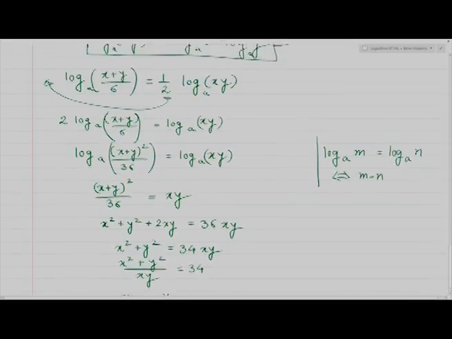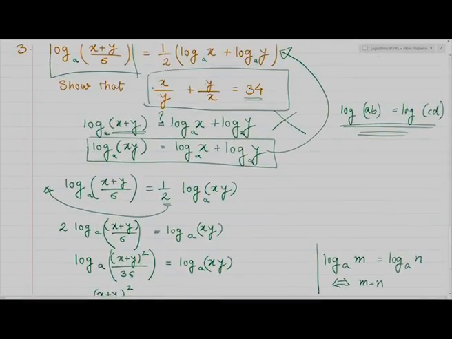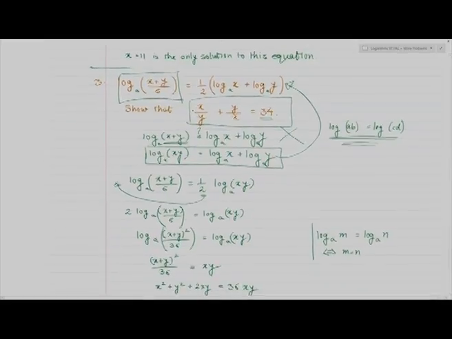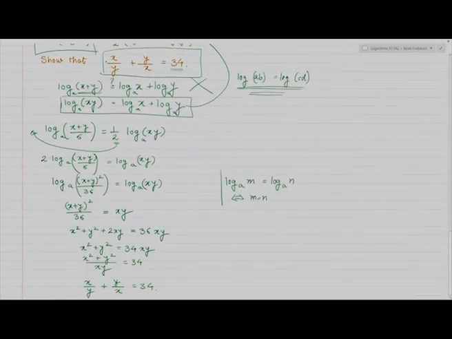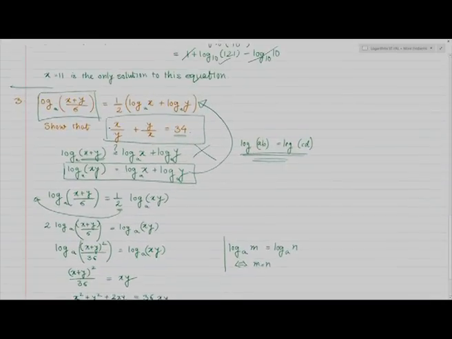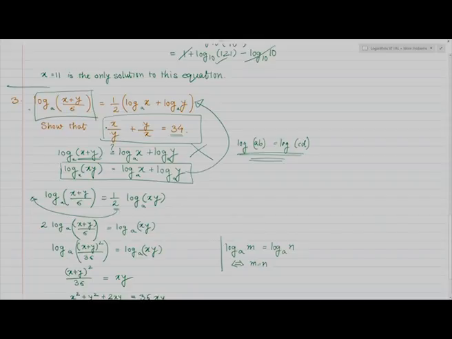This is what we desired in the beginning. Yes, this is what our identity was, x by y plus y by x to be equal to 34. Let me shrink it a bit so that everything is visible. Yes, we wanted what we got. Here there is no cross checking because you have been given an expression and you have to show that. So, if you can show that, you are done.